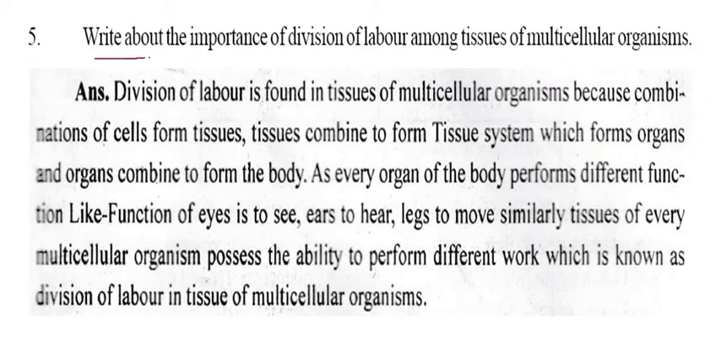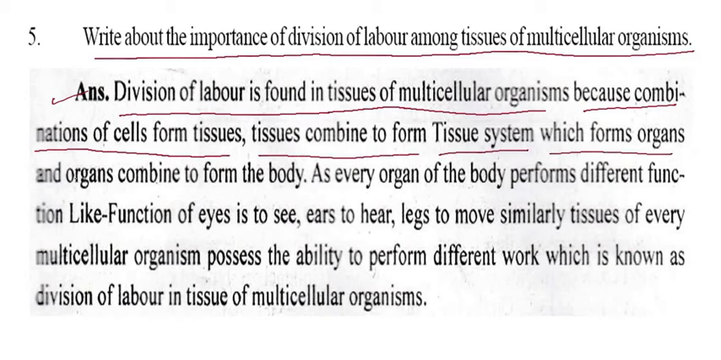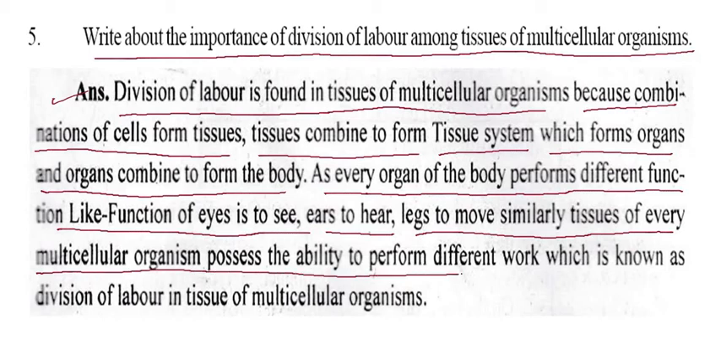Question number 5. Write about the importance of division of labor among tissues of multicellular organisms. So write the answer. Division of labor is found in tissues of multicellular organisms because cells combine to form tissue, tissues combine to form organs, and organs combine to form the body. Every organ of the body performs different functions, like the function of the eye is to see, ear to hear, and legs to move. Similar tissue in every multicellular organism possesses the ability to perform different work, which is known as division of labor in tissues of multicellular organisms.